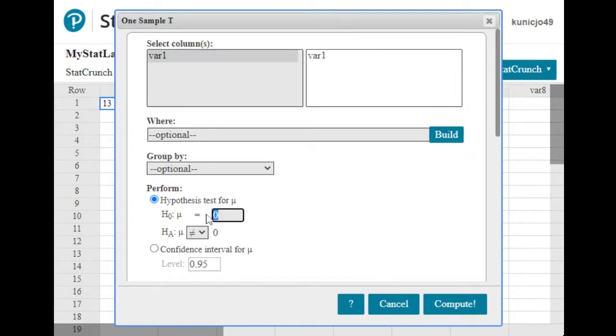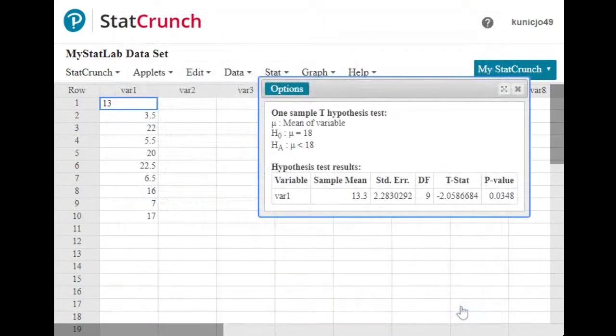Down here, I tell it that mu is equal to 18. That's the null. So the alternative was less than 18. And compute. So the t-stat is minus 2.0587. The p-value is 0.0348. And that's less than 0.10. So how about that? So we're going to reject. But that's okay. We're going to support the claim. That's the whole point of this. We want to support the claim. That's what they would like, if you think about it.